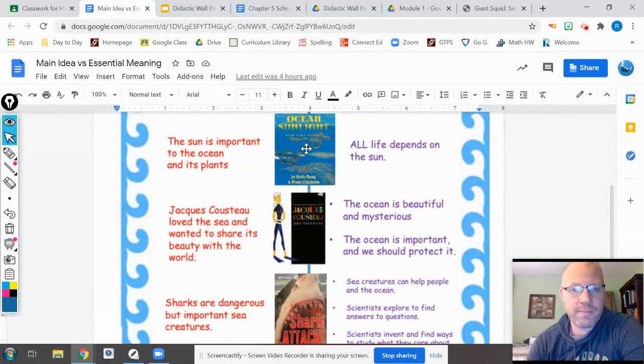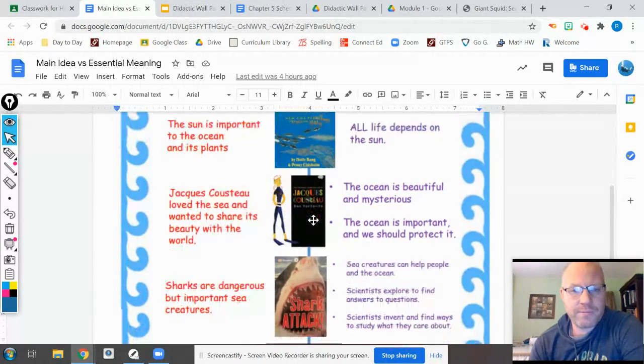So, Ocean Sunlight. The main idea is that the sun is important to the ocean and its plants. The essential meaning is that all life depends on the sun in the whole world. So it's connected. This tells us that the ocean and plants rely on the sun, which tells us that all life depends on the sun because of the food web, and how the smaller animals eat the plants and the bigger animals eat the smaller animals.